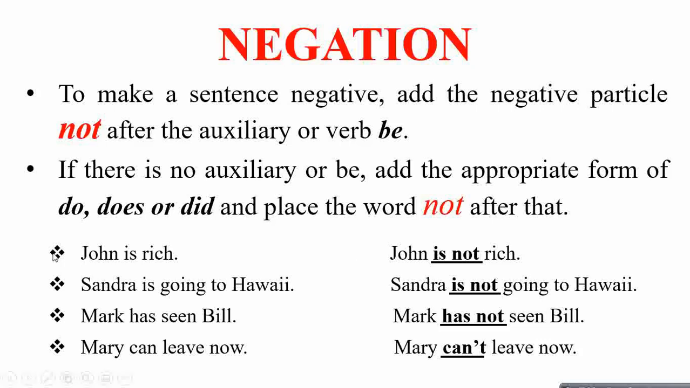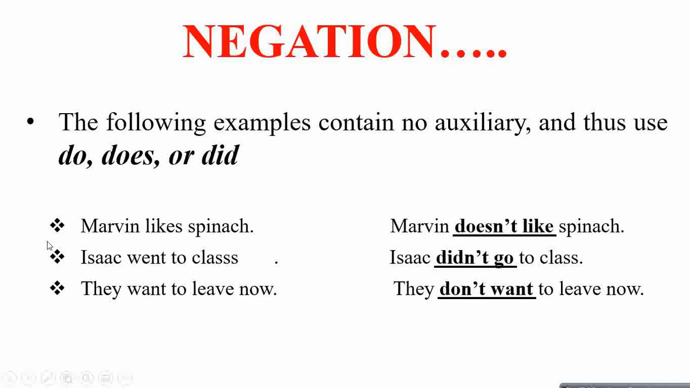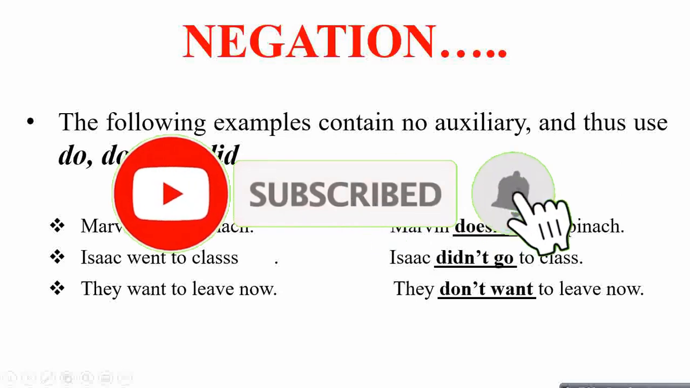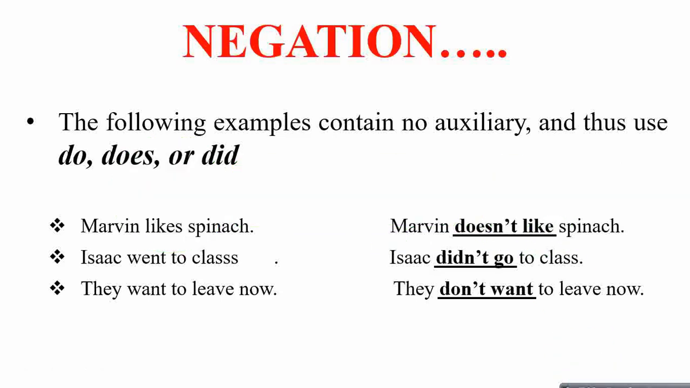However, in these examples where we don't have any auxiliaries, we will use the word do, does and did. Again, for the reminder, do will be used in simple present tenses where your subject is plural. Does will be used in simple present tenses where your subject is singular, and did will be used in all the past tenses regardless of whether your subject is plural or singular.